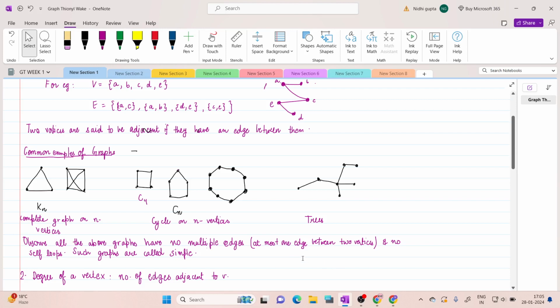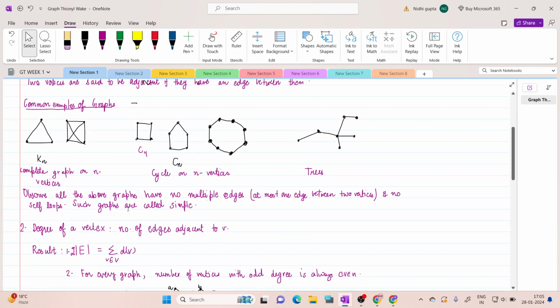Observe that all the above graphs have no multiple edges and no self loops. All such graphs are called simple graphs, and in this course we will be mainly concerned with simple graphs, that is graphs without multiple edges or self loops.